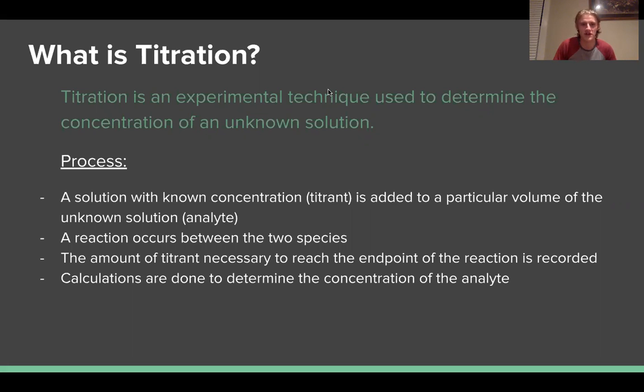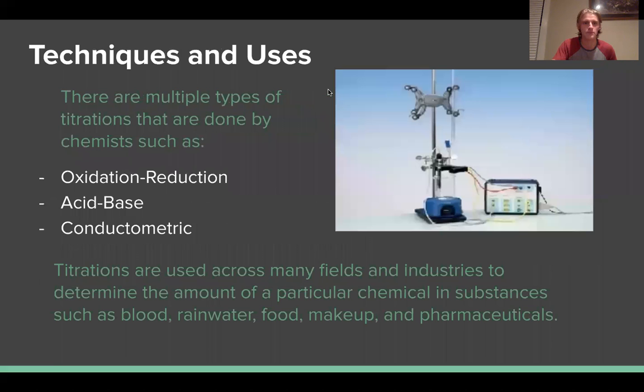The process of a titration is that a solution with known concentration, which is our titrant, is added to a particular volume of the unknown solution, which we call the analyte. A reaction occurs between the two species, and the amount of titrant necessary to reach the endpoint of this reaction is recorded. Calculations are then done to determine the concentration of the analyte, which you can use to find the volume or the mass of the analyte.